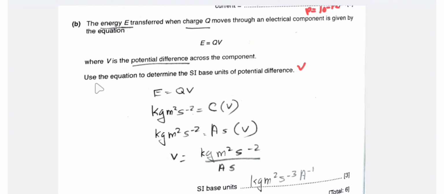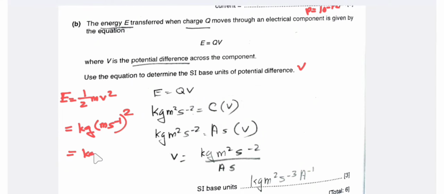For energy, we can consider any energy, let's suppose kinetic energy. Kinetic energy is equal to half mv square. Half has no unit, mass has a unit of kilogram, and v, that is speed, has a unit of meter per second, so meter per second square. Overall it becomes kg meter square per second square. That is the SI base unit of energy. And Q is the charge.